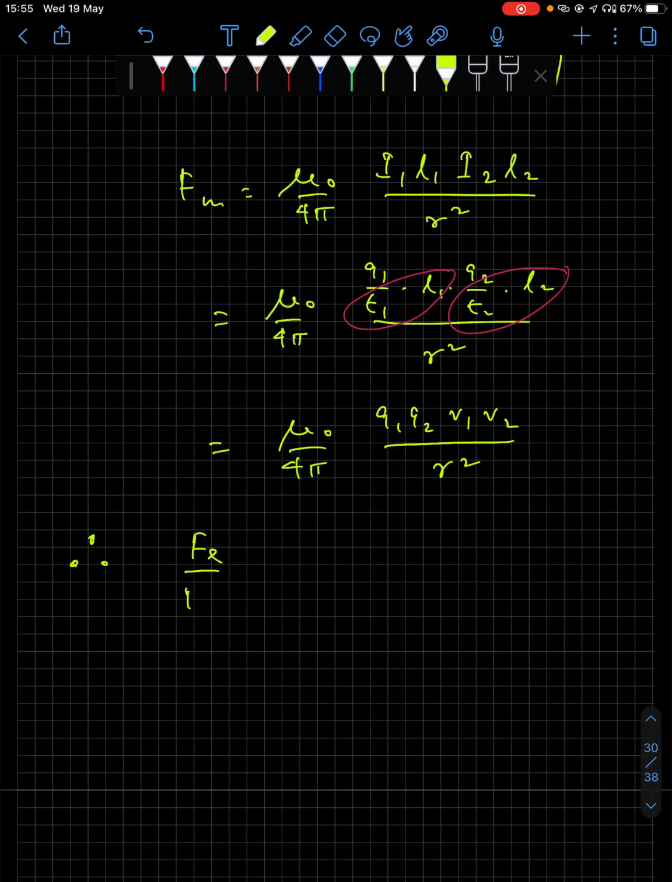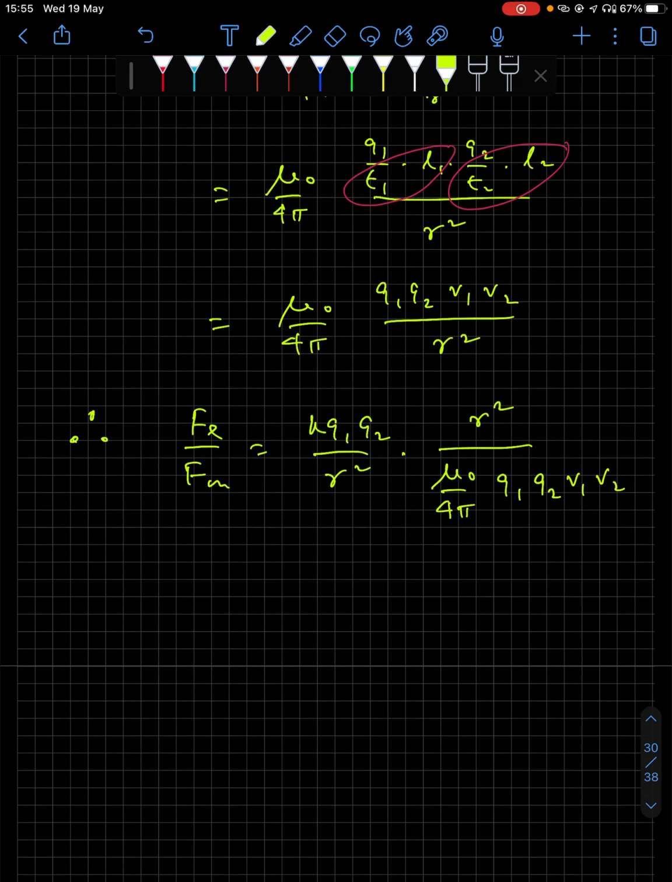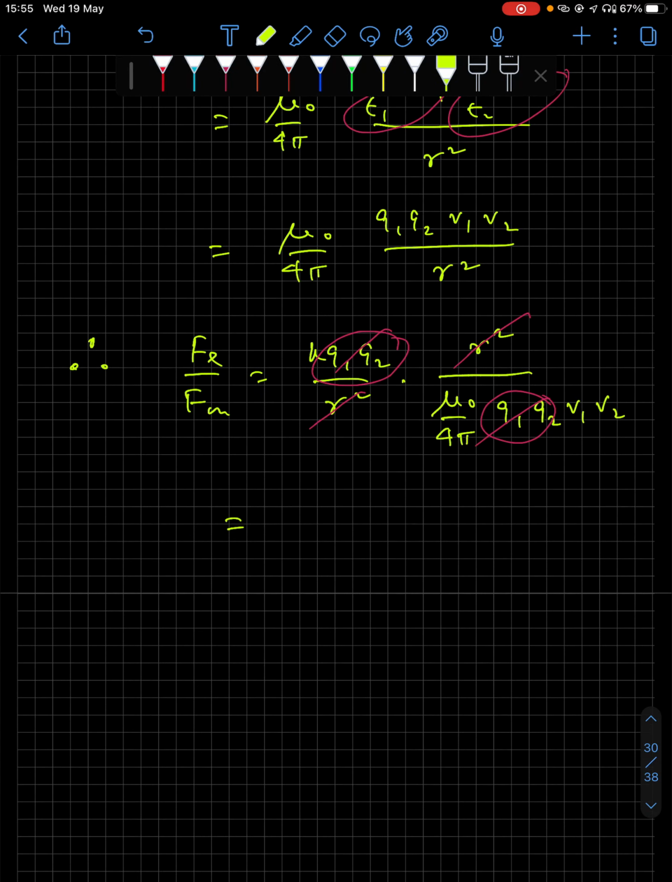Therefore electric force divided by magnetic force gives you, electric force is k Q1 Q2 by r square, and magnetic force in the denominator you will have mu naught by 4 pi Q1 Q2 V1 V2 divided by r square. I am writing down this mu naught by 4 pi entirely in the denominator. Now these charges will get cancelled, Q1 Q2 will get cancelled, and r square will also get cancelled. So what remains is k divided by mu naught by 4 pi V1 V2.